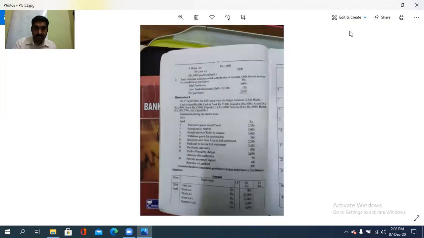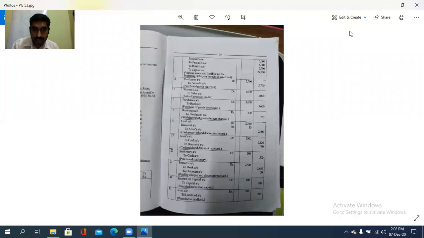And next case, what is that? Paid, purchased stationery. So stationery is purchased. Nominal account, expenses are to be debited. So stationery account debtor to cash, isn't it? Stationery account debtor to cash.